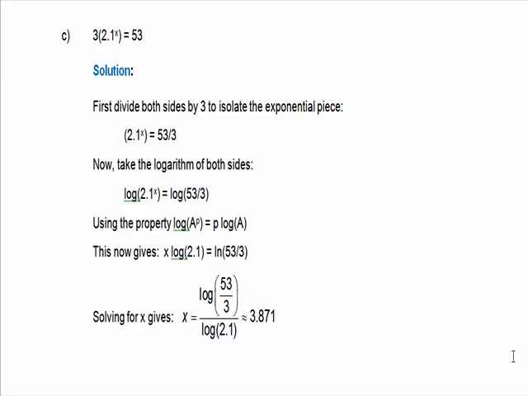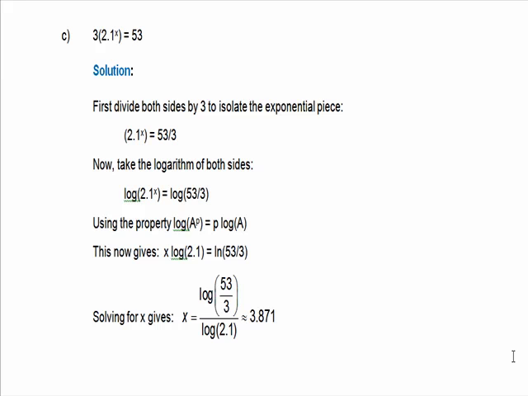So now if I do the math out, I'm going to get x equals, I'm going to divide by the log of 53.3 divided by the log of 2.1, and that gives us 3.871.